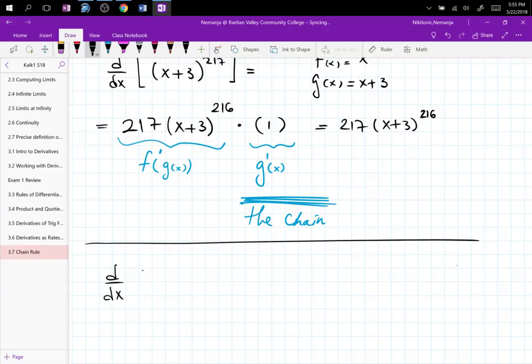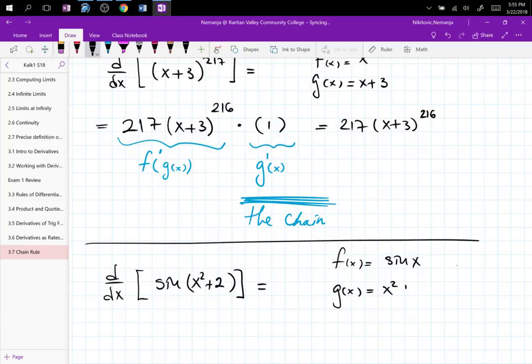Let's take the derivative of sine of (x squared plus 2). All right. We start by figuring out the outer function. So please help me there. That's your pre-calculus 1. What is f? Sine x. It's the outer function, sine x. And what's g of x, the inner function? X squared plus 2.